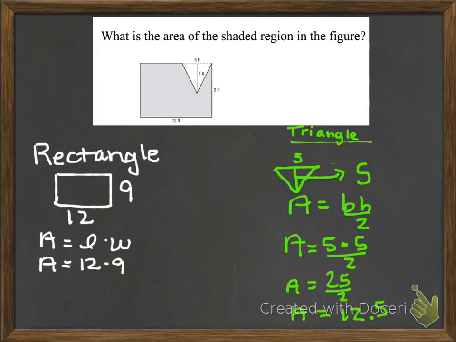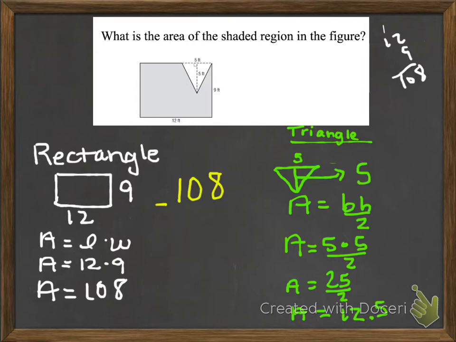So as you can see now at the bottom there, we have that the area of the triangle is going to be 12.5, and that would be feet squared, but we don't need that just yet. Now we're going to go back to the rectangle and get that 12 times 9. So 12 times 9 gives me 108 right here. So the area here equals 108.